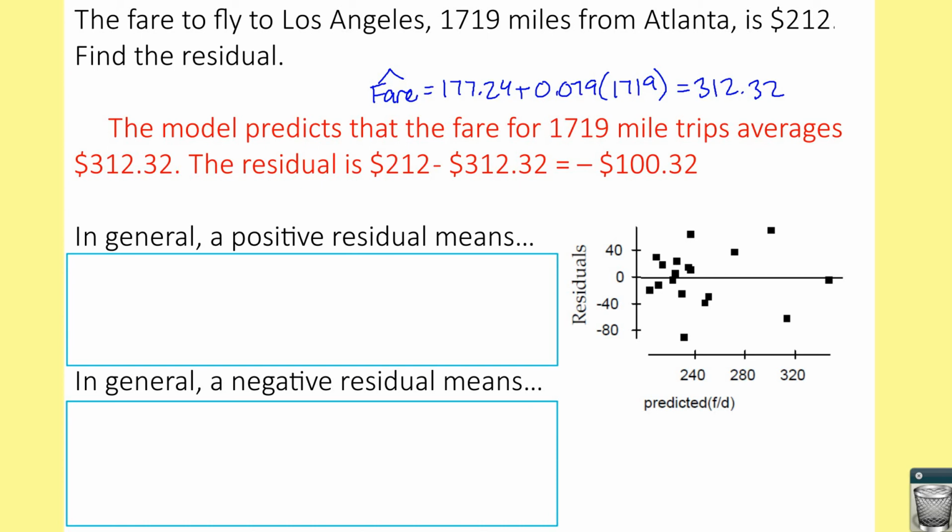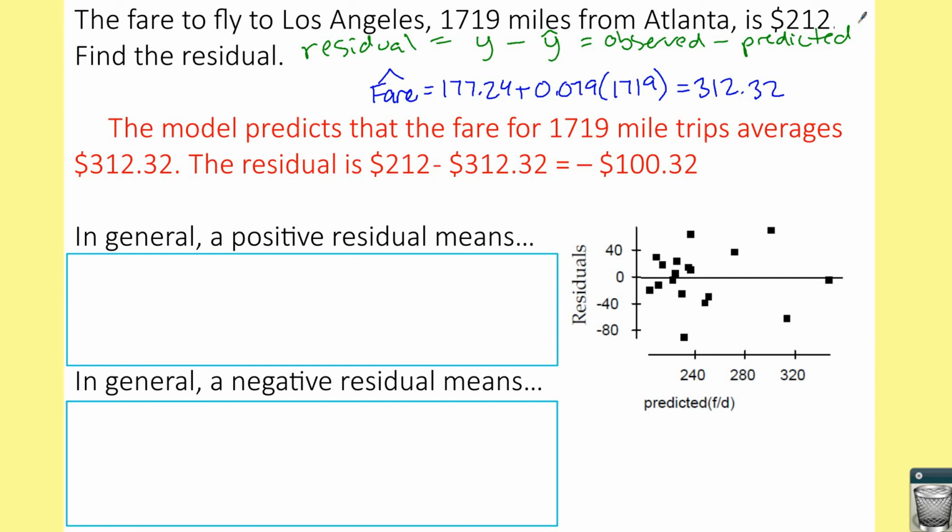Okay, so let me write that down. So the residual is the actual data set, or the actual y, minus the predicted. So the one you observed minus predicted.